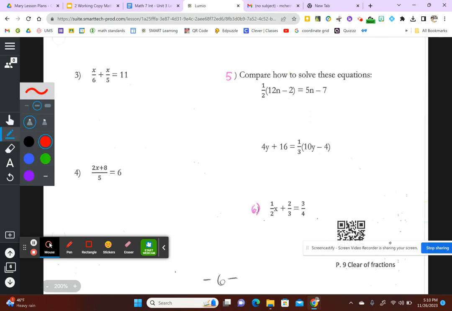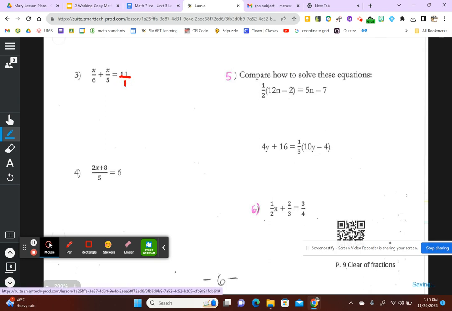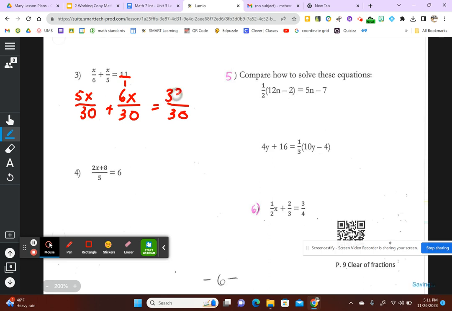So I see a 6, a 5, and a 1. My common denominator is going to be 30. 6 goes into 30 5 times, so that's 5x. 5 goes into 30 6 times, so that's 6x. 1 goes into 30 30 times, so this becomes 330. If I multiply this side by 30, these cancel out. This side by 30, that cancels out. So I end up with 11x equals 330. Divide by 11, divide by 11, x equals 30.